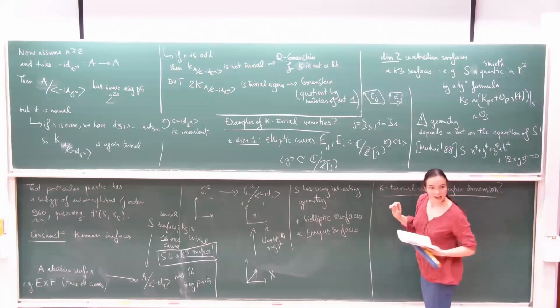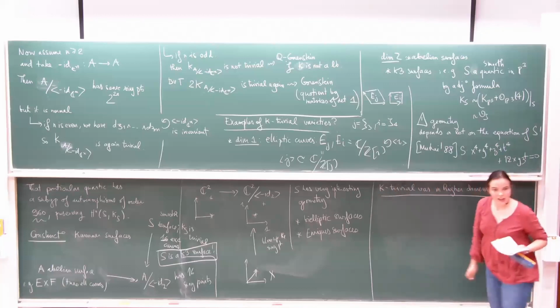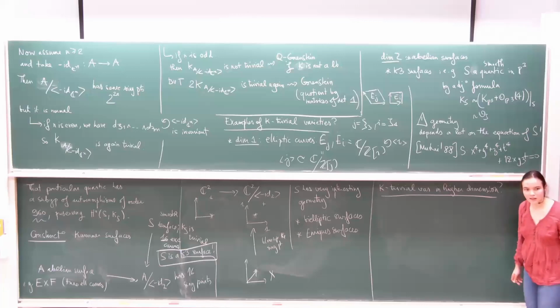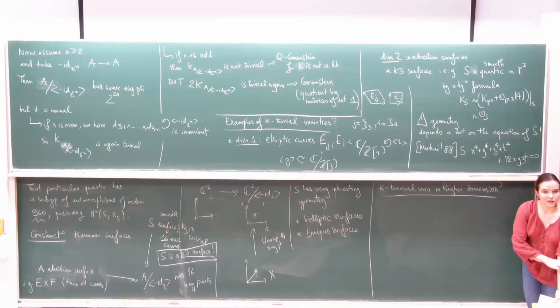Also, just for some clarification, by K-trivial, you mean numerically K-trivial. I mean numerically, because then by Boville-Bogomolov, it's also torsion. Okay. Yes. I mean Q-Gorenstein, yeah.